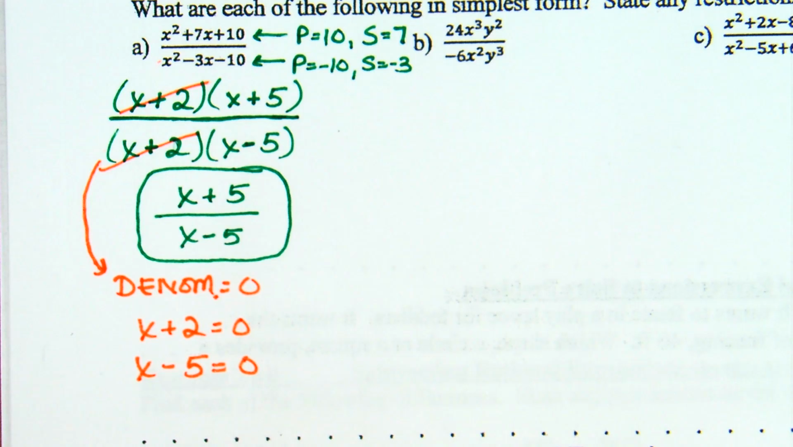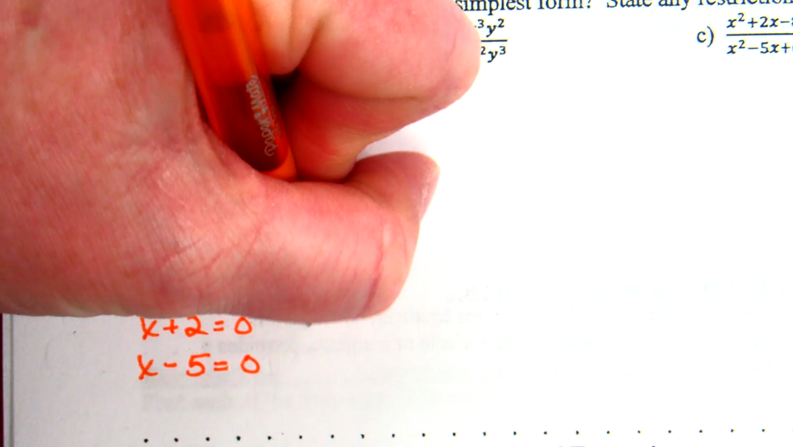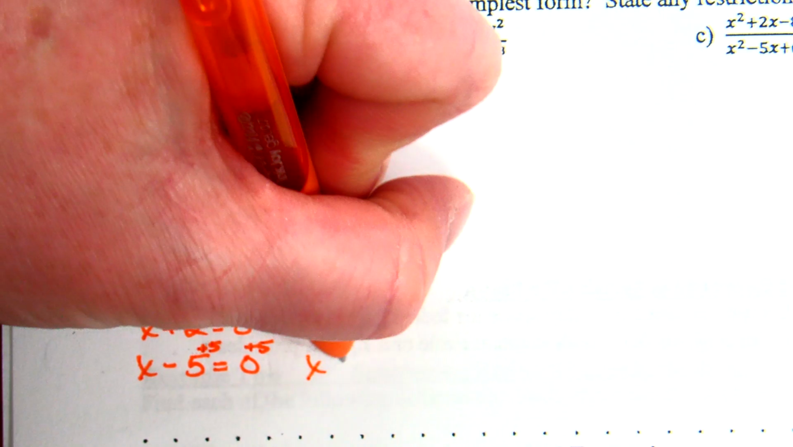Do I need to set x plus 5 equal to 0? No, because it's not the denominator. Numerator can be 0. It's just the denominator cannot. So, do your basic math. What do you know? If it's x plus 2, subtract 2. X cannot equal negative 2. If it's x minus 5, add 5, and x cannot equal 5.